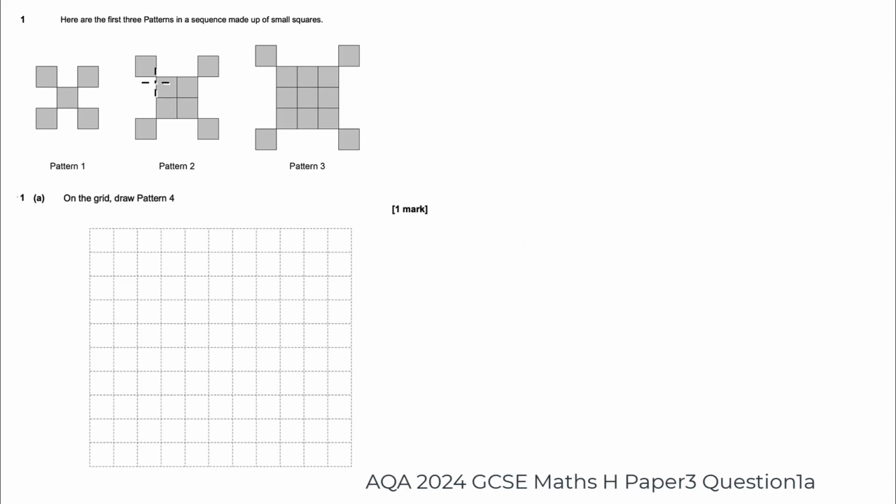Let's take the largest one, pattern 3. We've got a 3 by 3 square in the centre with single squares tagged on round the outside at each corner of that square. So a 3 by 3 and 4 squares at the corners. There's a 2 by 2 for pattern 2 with the 4 squares. There's a 1 by 1 with the 4 squares. So pattern 4 would have a 4 by 4 square at the centre with single squares tagged on. So let's draw that.